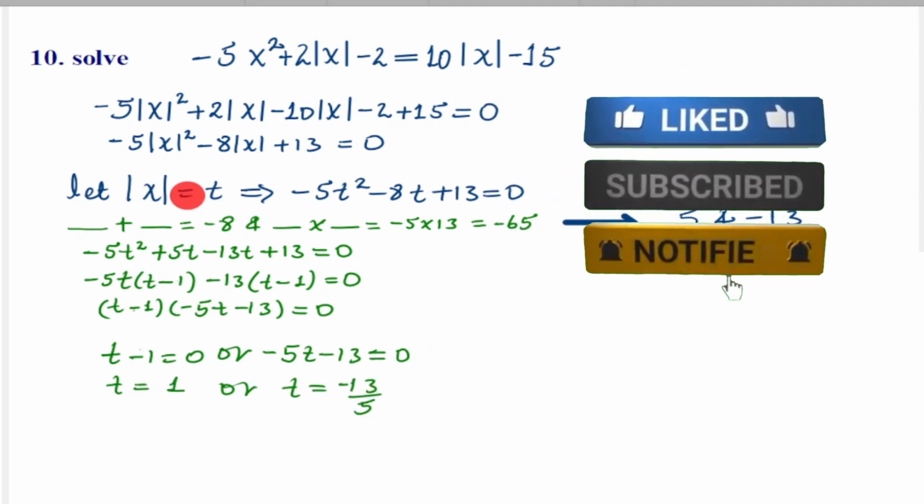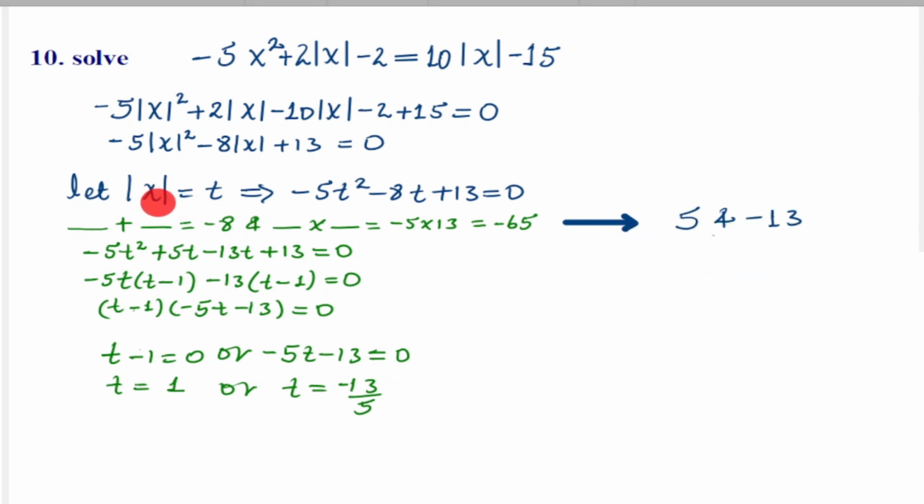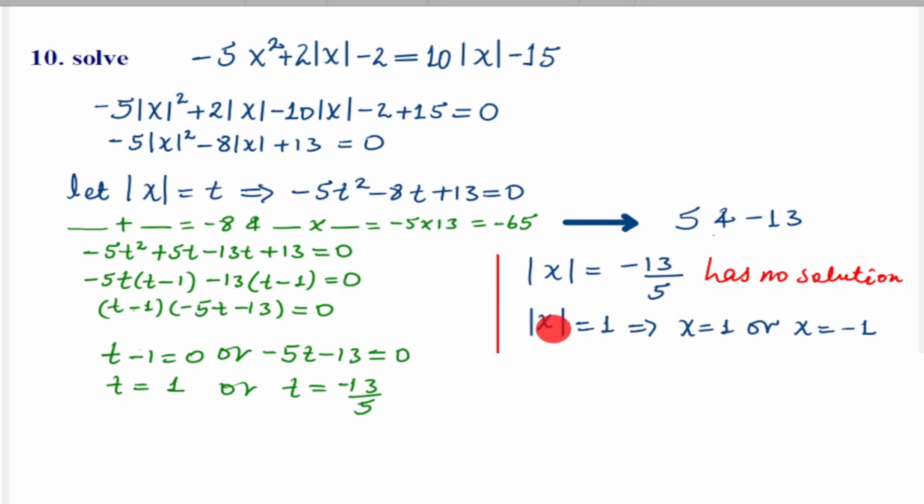Since we have assigned t by absolute value of x, absolute value of x is equal to minus 13 over 5 has no solution because the output of absolute value can't be negative. Absolute value of x is equal to 1 implies x is equal to 1 or x is equal to minus 1. So the solution set is minus 1 and 1.